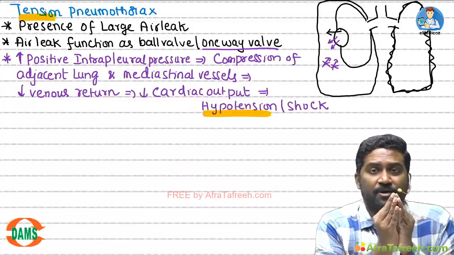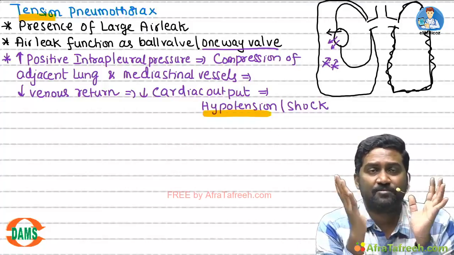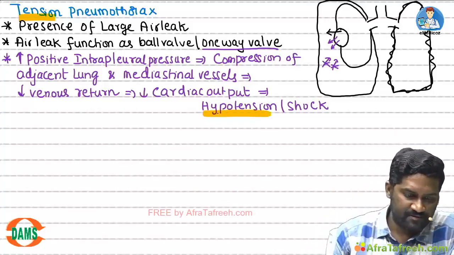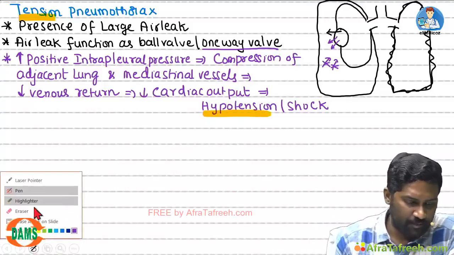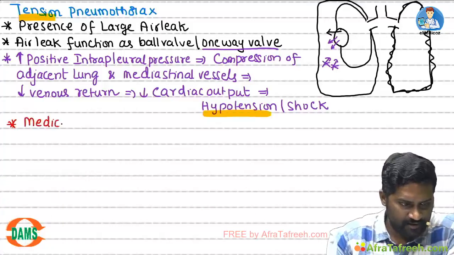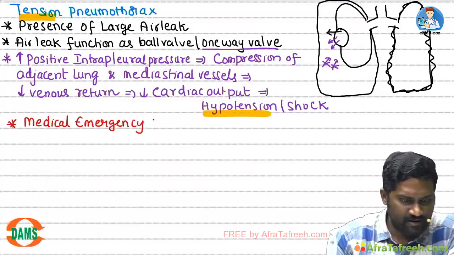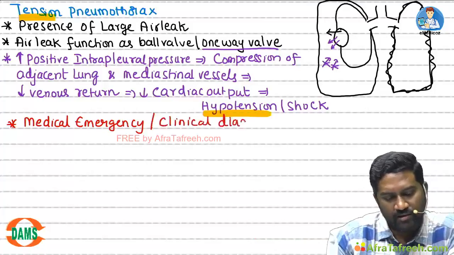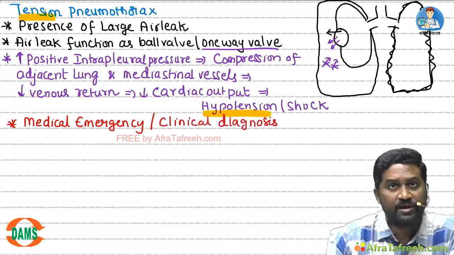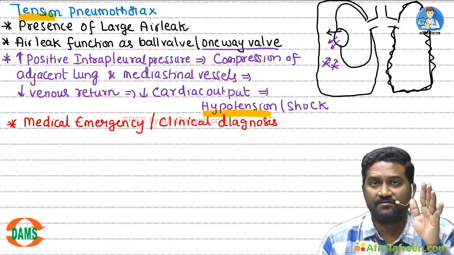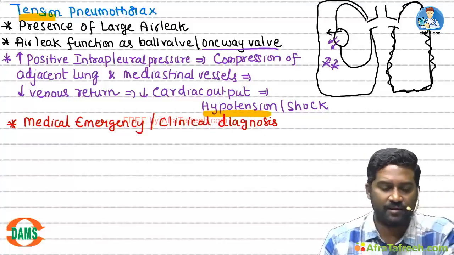So, this is happening because of buildup of tension in the pleural cavity. So, it is called tension pneumothorax. Because this is presenting with hypotension and shock, tension pneumothorax is always a medical emergency. It is a medical emergency and a clinical diagnosis. There is no need for any investigation to prove it is tension pneumothorax. If you feel it is tension pneumothorax, you should intervene immediately.